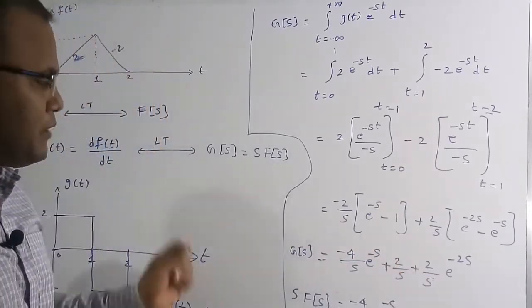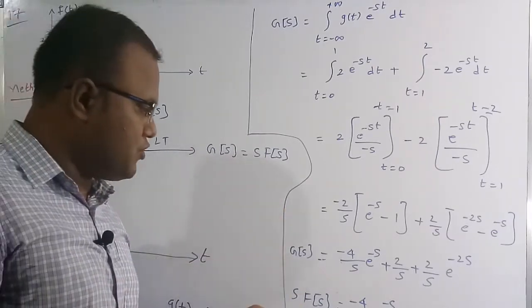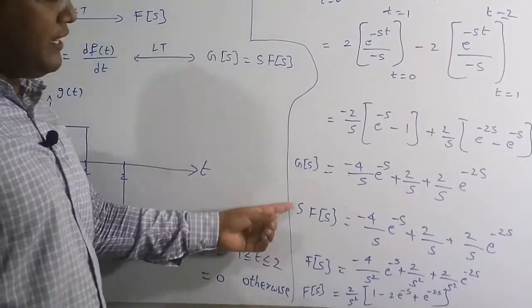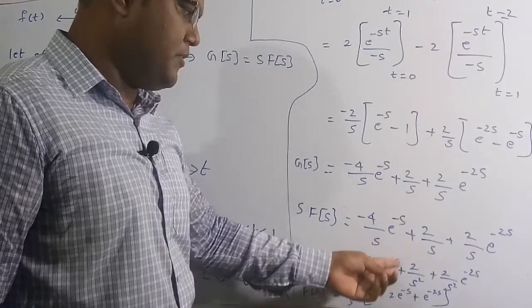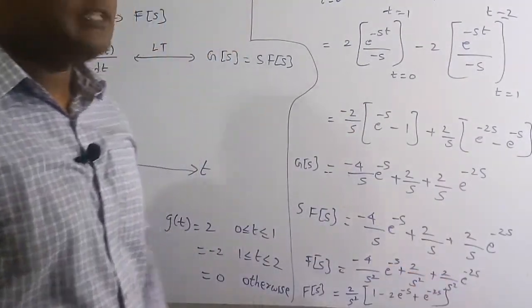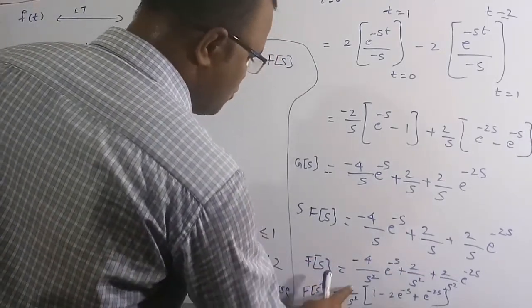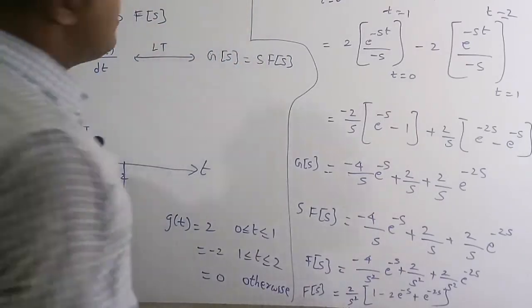But we already know g of s is nothing but s into f of s. So g of s is equal to s into f of s. The same expression I have written here, but I want f of s, so I have to divide by s on this side. Therefore I am going to get minus 4 by s square e to the power of minus s plus 2 by s square plus 2 by s square into e to the power of minus 2s. After rearranging, finally we get f of s is equal to 2 by s square into 1 minus 2 e to the power of minus s plus e to the power of minus 2s.